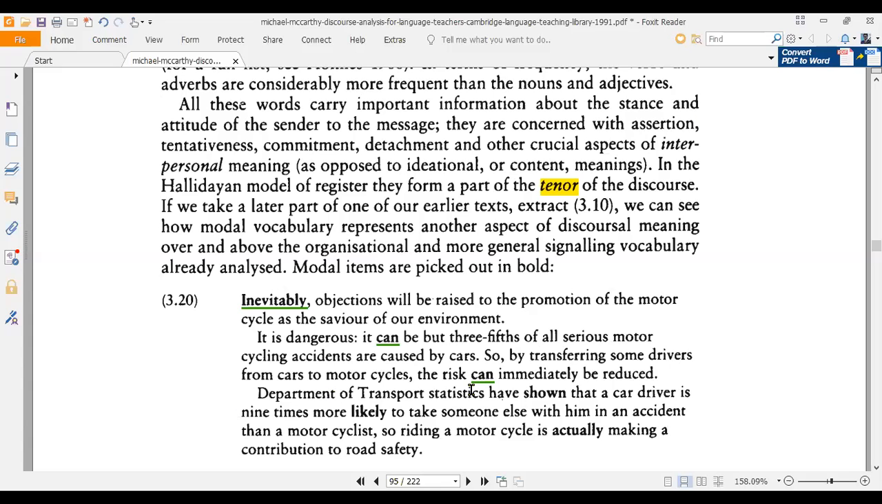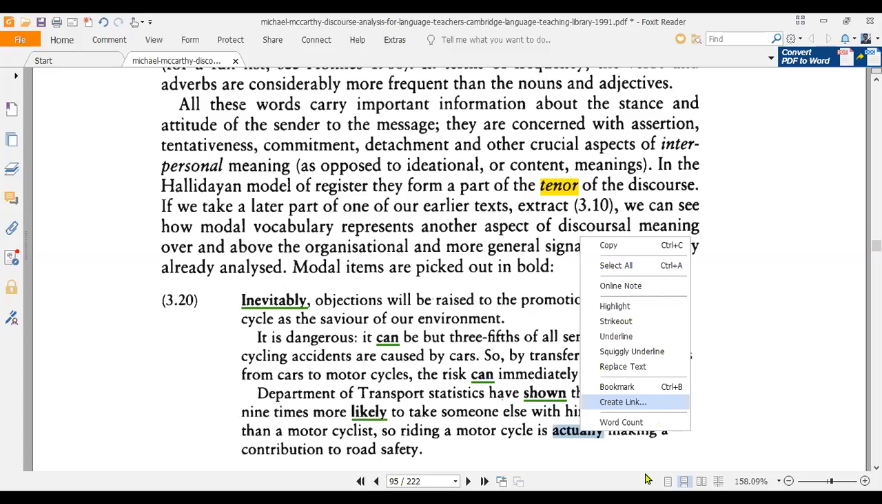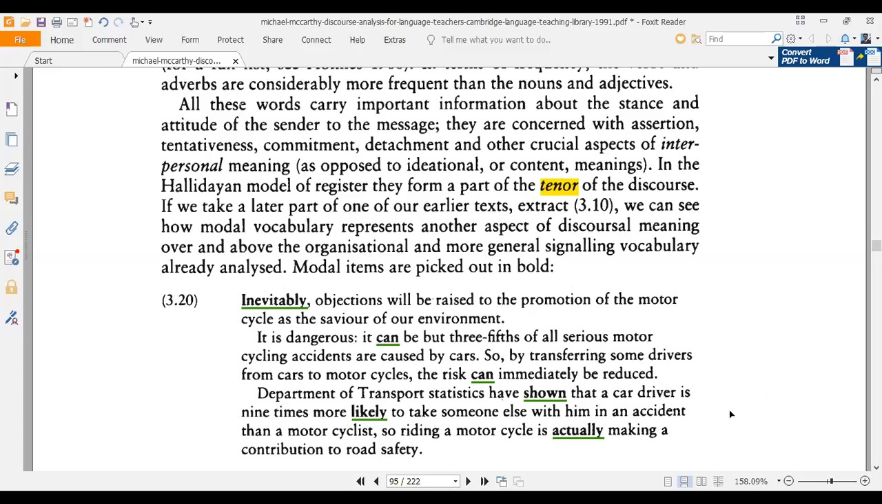Department of Transport statistics have shown that a car driver is 9 times more likely, here is another word, "likely", to take someone else with him in an accident than a motorcyclist. So riding a motorcycle is actually, here an adverb is also used, actually making a contribution to road safety. Here three words are in bold: shown, likely, and actually. "Shown" is the past participle form of the verb show, and here is the meaning.